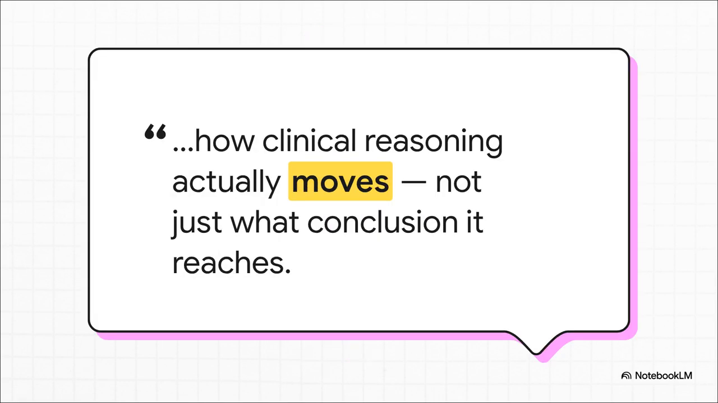The whole approach to this framework really boils down to one simple but powerful idea: tracking how clinical reasoning actually moves, not just what conclusion it reaches. See, Dr. Gupta's approach to clinical cognition is all about making the invisible machinery of decision-making completely visible. Sure, it's super easy to celebrate a correct diagnosis, but true mastery? That comes from understanding the actual mechanics of how you arrived at that conclusion in the first place.